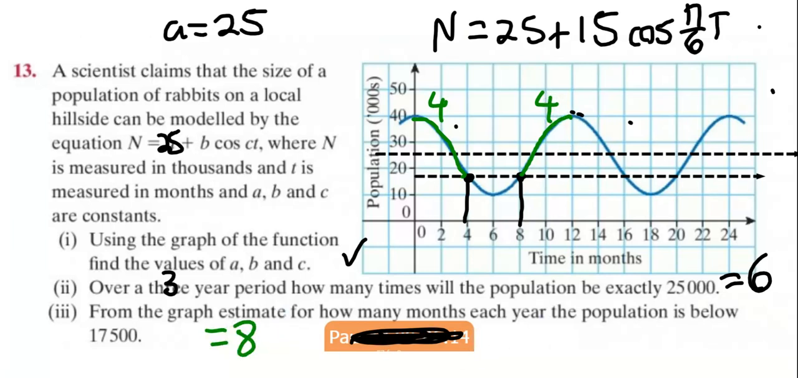Okay, guys. Sorry, guys. I did above when it should be below. So below is just 4 months, between 4 and 8.